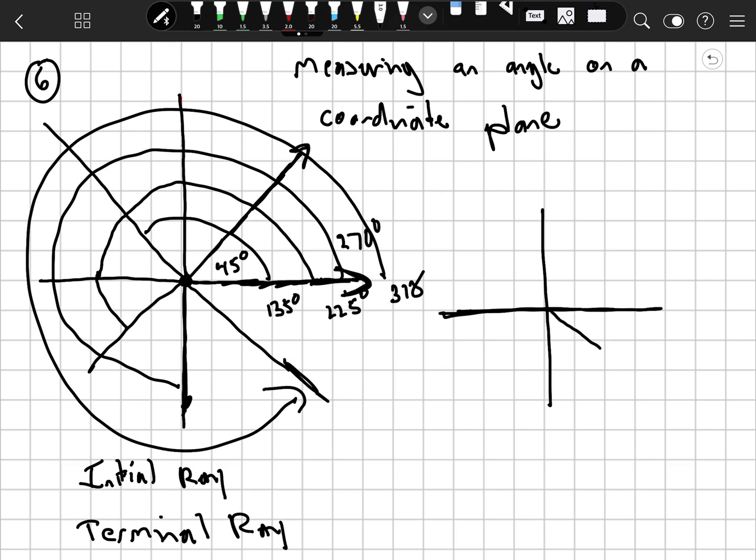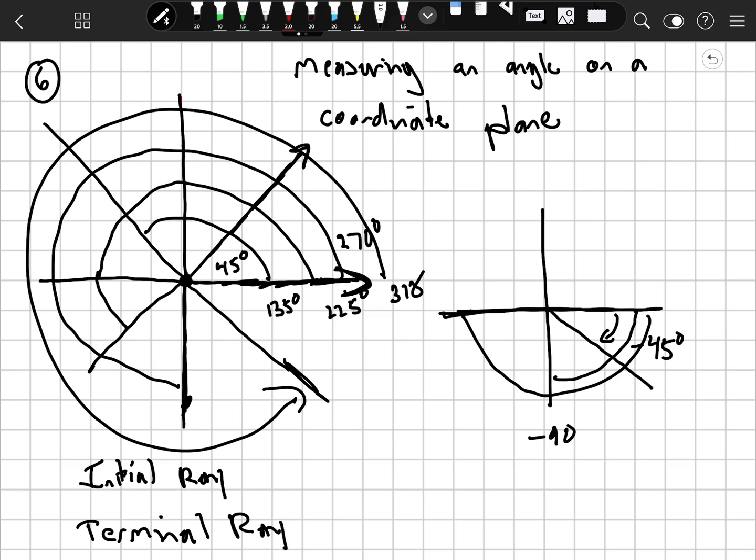But if we were to do something like this, we just said that was 315 degrees. It could also be called, if we went this direction, negative 45 degrees. And if we went this far, that'd be negative 90. And this would be negative 180, and so on. So if you go clockwise, it's going to be negative. If you go counterclockwise, it's going to be positive.